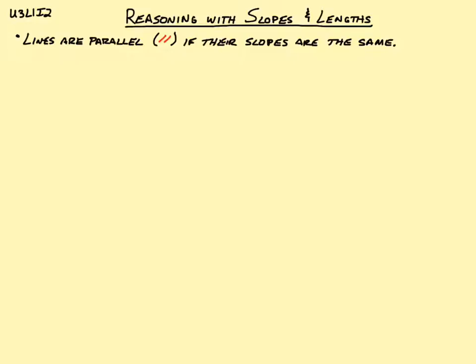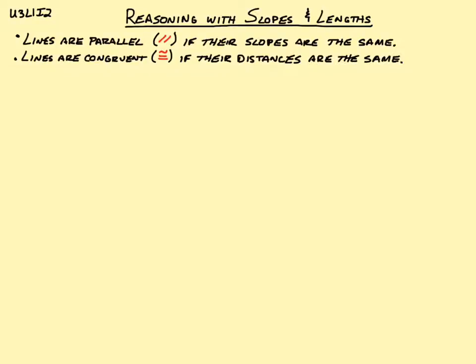That should be fairly straightforward. We know that lines are congruent, and with that we use a symbol with the equal sign with a little squiggle on top. Lines are congruent if their distances or their lengths are the same. Okay? And then last, lines are perpendicular. For perpendicular, we use the symbol of an upside down capital T.